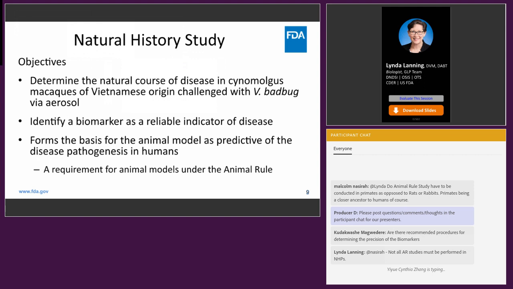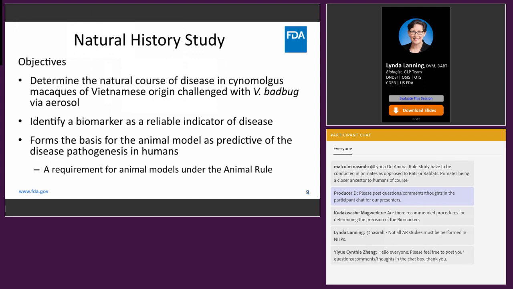And the first objective of this natural history study was to determine the natural course of disease in cynomolgus macaques of Vietnamese origin challenged with V. bad bug via aerosol. The study did include this test system, this particular challenge agent, and it was delivered by inhalation of an aerosol. And study animals had assessments at adequate intervals to evaluate trends. So it does appear that this study did accomplish this first objective.